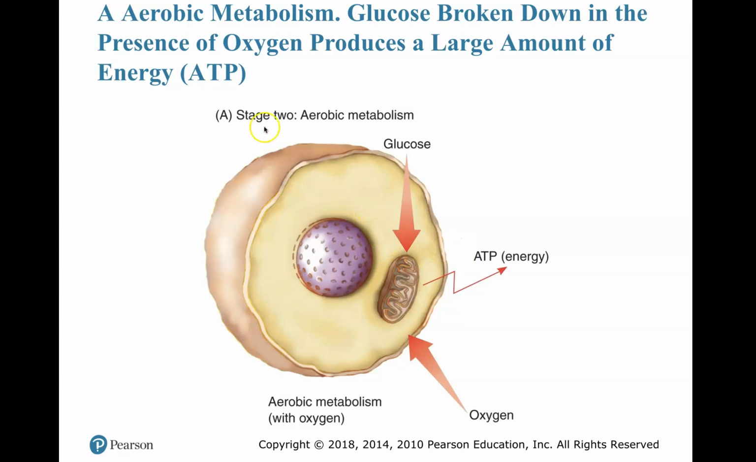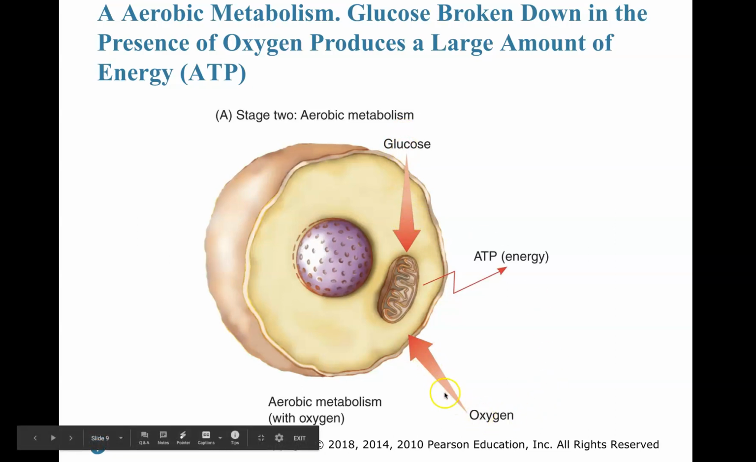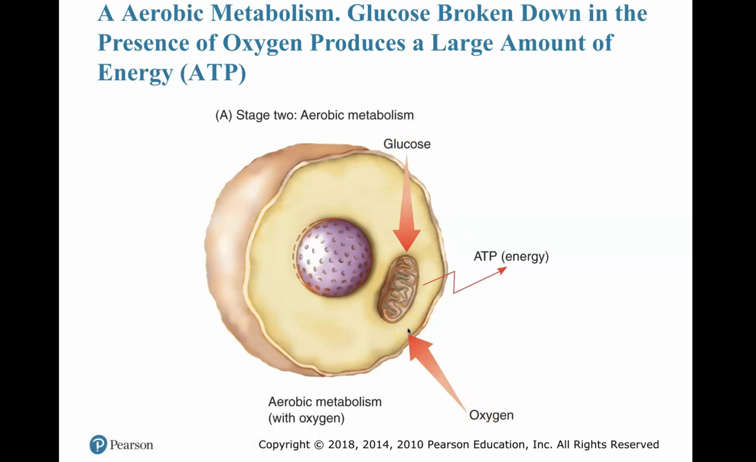So we see figure A here. Glucose. This is aerobic metabolism. This is the proper cellular metabolism. Glucose enters the cell. Oxygen enters the cell. And this produces ATP. ATP stands for adenosine triphosphate, or energy.